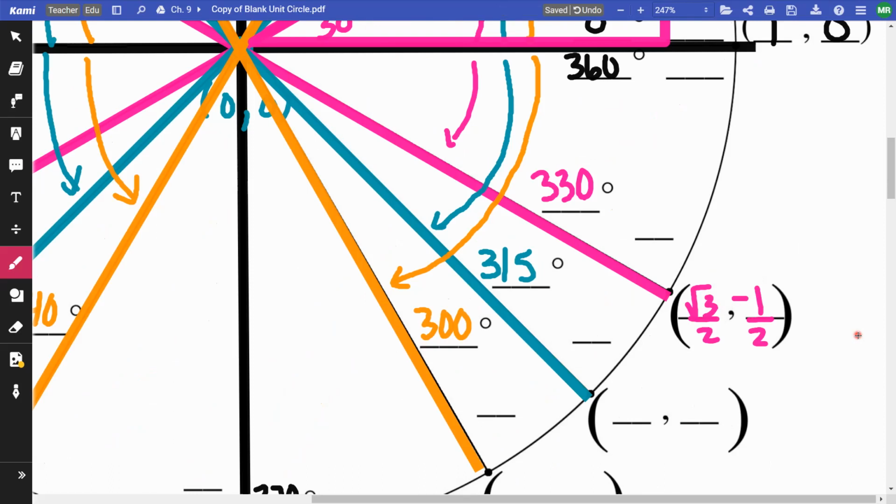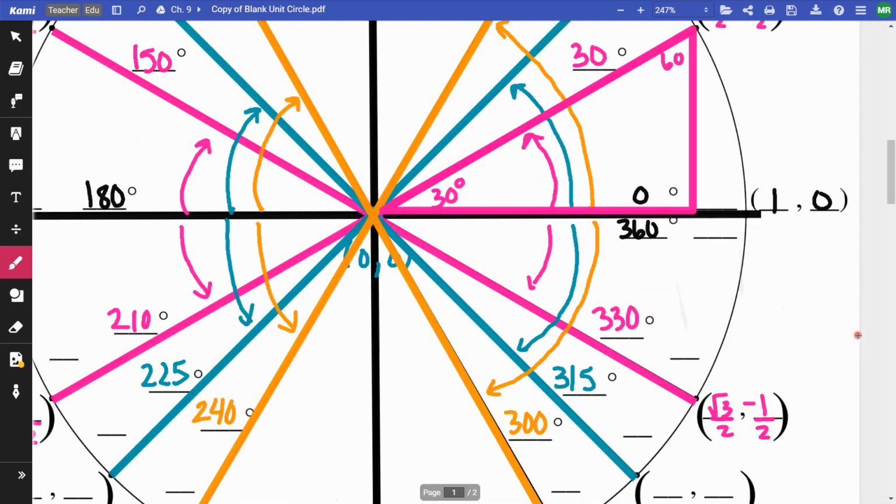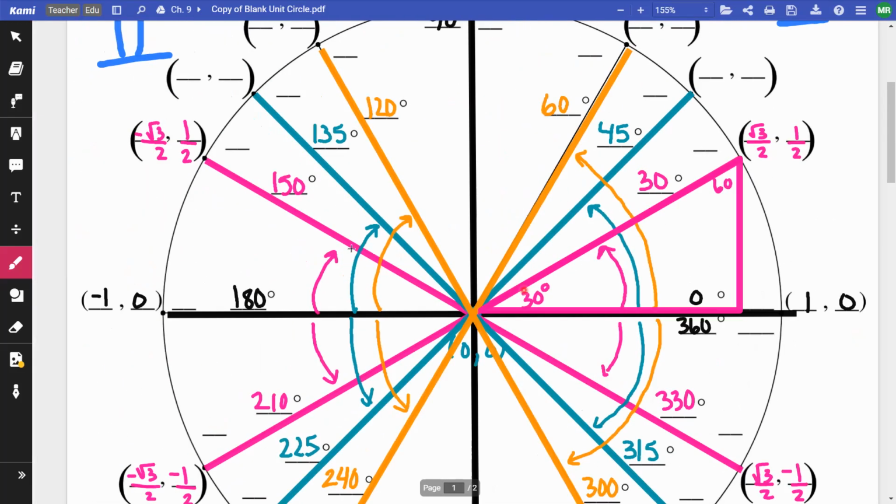So all of the coordinates for my pink ones are the same. √3/2, 1/2. It's just the sign changes depending on if I'm in quadrant 1, which is positive x, positive y. Quadrant 2, which is negative x, positive y. Quadrant 3, which is negative x, negative y. Or this quadrant 4, which is a positive x, negative y. So I'm going to jump to my orange ones, which is my 60 degree.